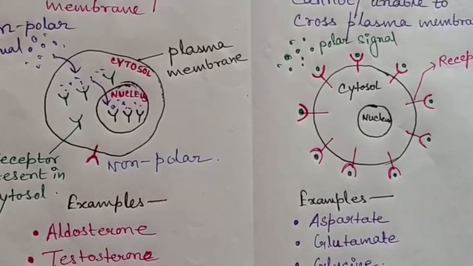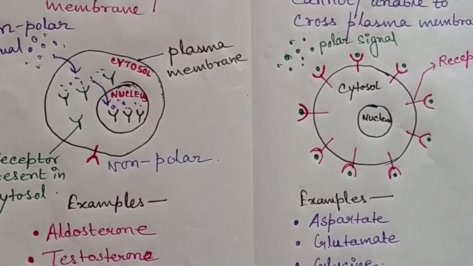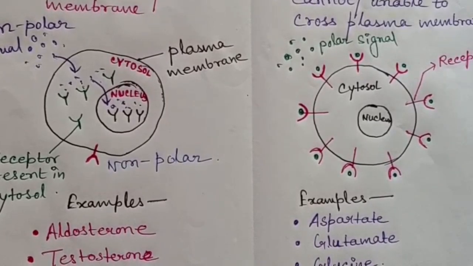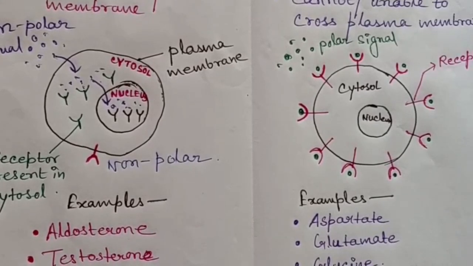The examples of polar molecules are aspartate and glutamate. Aspartate and glutamate are excitatory neurotransmitters that are amino acids, and they work through open ligand-gated sodium channels. And there are glycine and gamma-aminobutyric acid. Those are inhibitory neurotransmitters that work through open chloride ion channels.